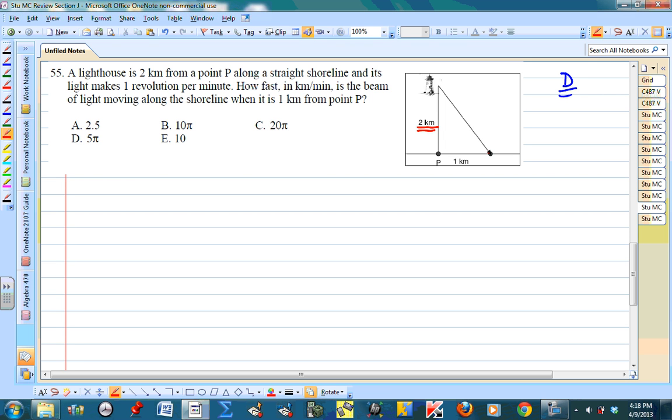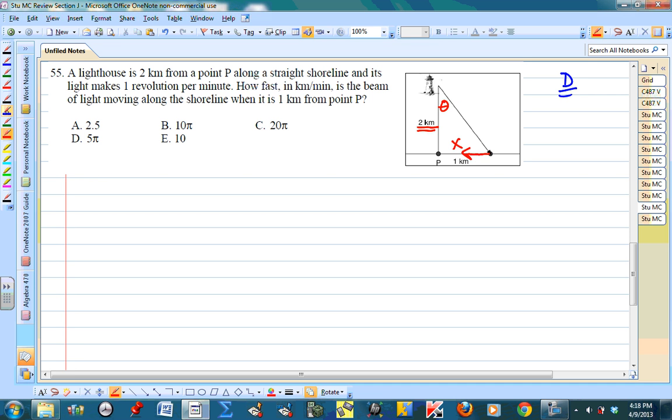This 1 kilometer on the bottom, that's representing a point in time, but actually the beam of light is moving along the shoreline, so that distance on the bottom is going to be varying. We're going to call that x. And now let's call this angle up top theta, because that's the angle that's going to be moving as this beam of light rotates.